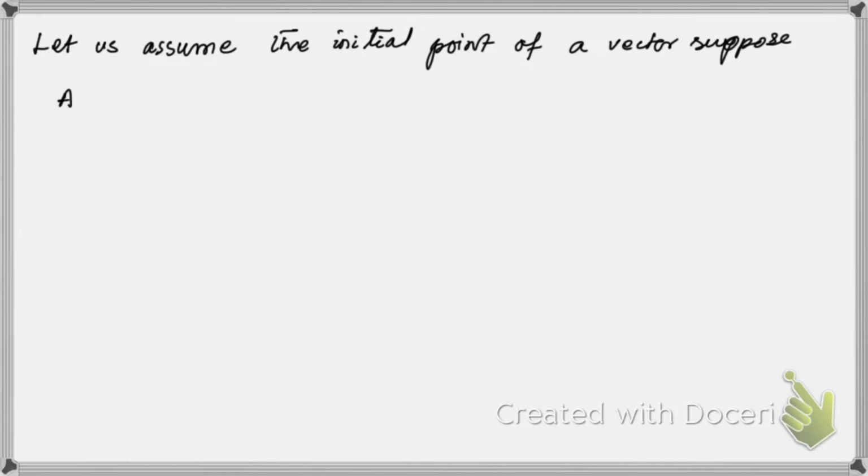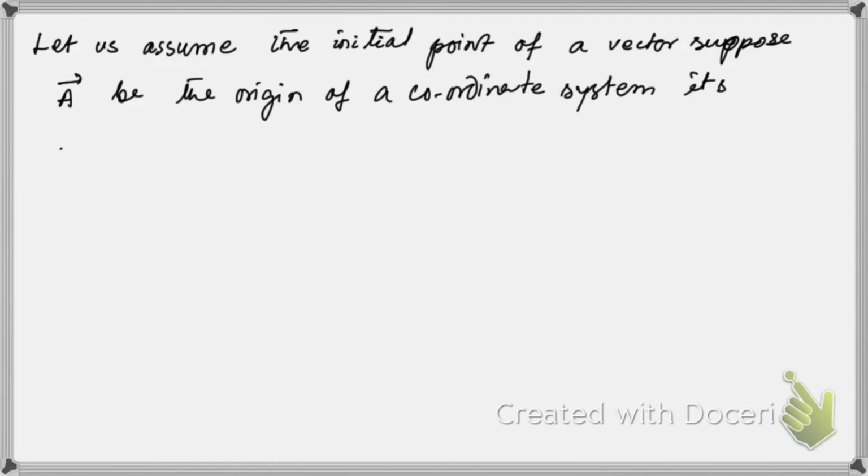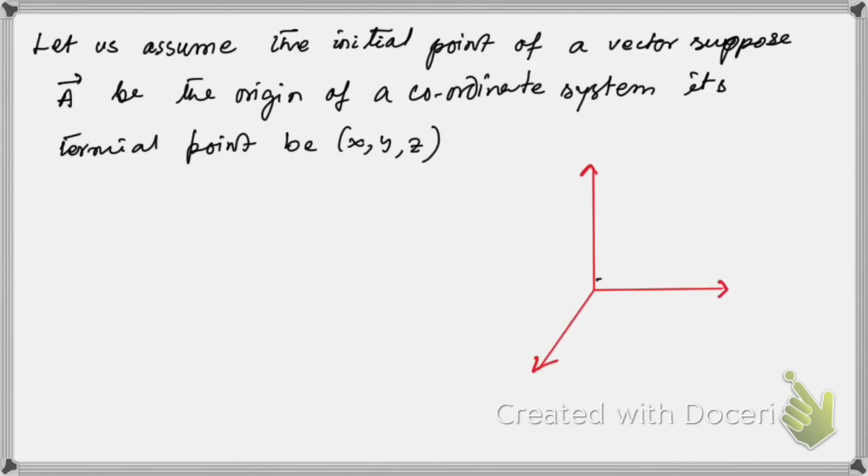So let us assume that the initial point of a vector is the origin of a rectangular coordinate system, and its terminal point has coordinates x, y, and z. Let me draw this. This is our rectangular coordinate system. This is the origin here, x, y, z. So we have taken the origin as the initial point.